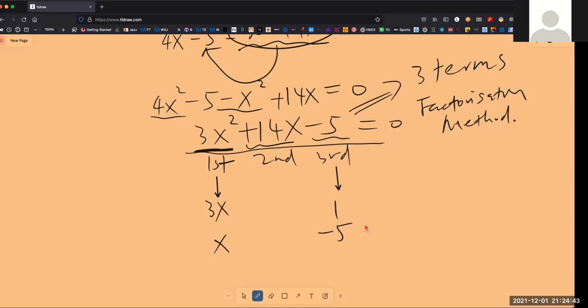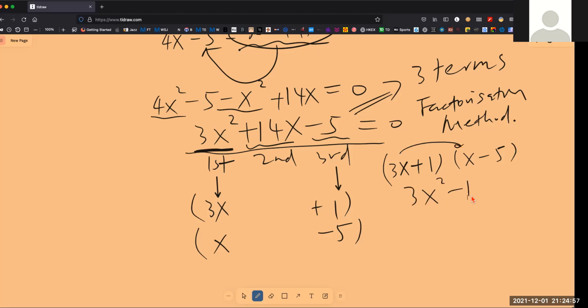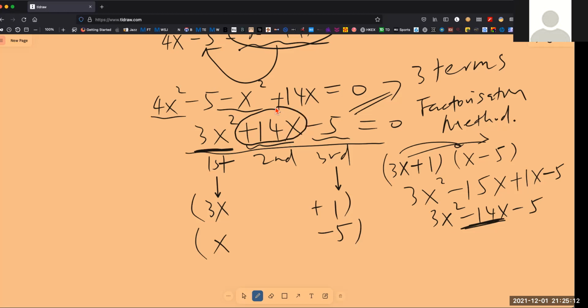Okay, you are close. So if you have this, 1 means +1. If you bracket it up, you're going to end up with 3x plus 1, and then x minus 5. And if you open it, you will realize that you have -14x instead. What you're supposed to get is +14x, but actually the question wants you to have +14x, right? So +5. Exactly. Oh, you are much better today. I think you are more alert today, and you know what to do.